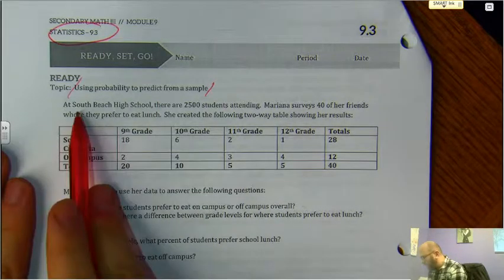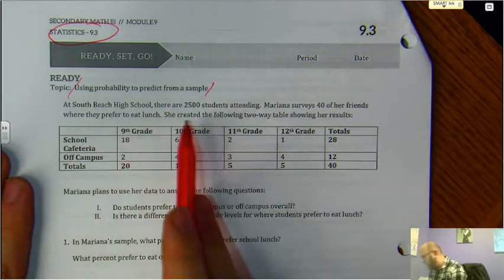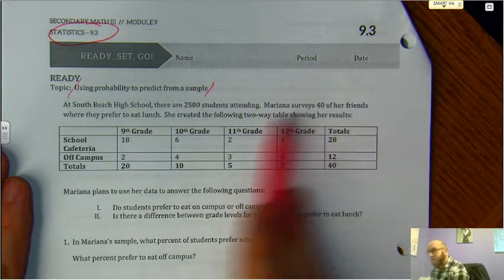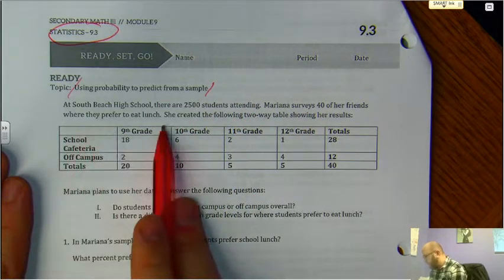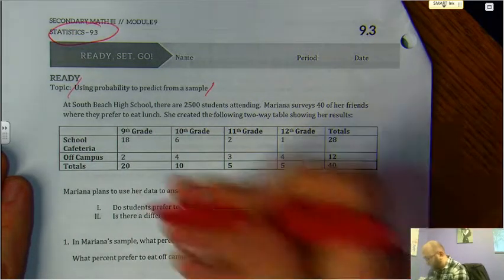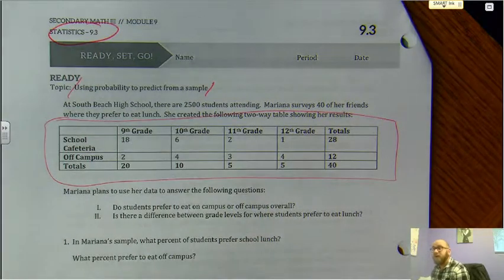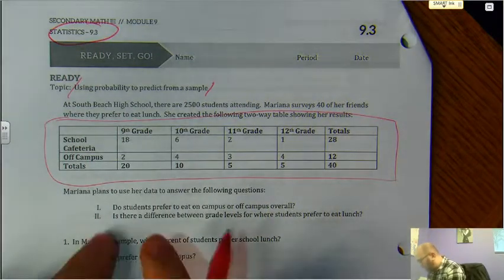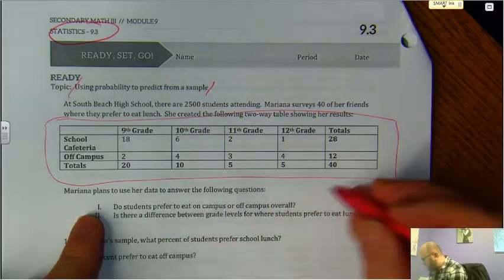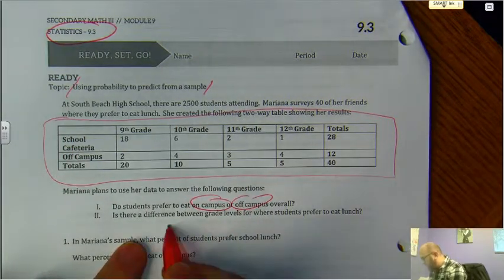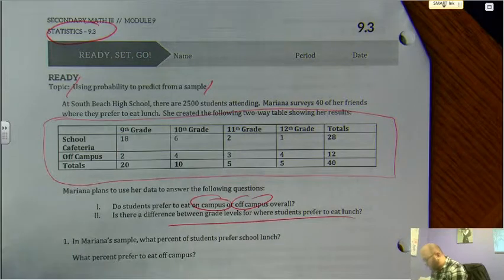So the very first one we have at South Beach High School, there are 2,500 students attending. Mariana surveyed 40 of her friends where they prefer to eat lunch, and then created the following two-way table to show the results. So here's all of that. So we're going to be using this as our source to answer the questions. She wants to use her data to answer the following questions. Do students prefer to eat on campus or off campus? And is there a difference between grade levels in those preferences?